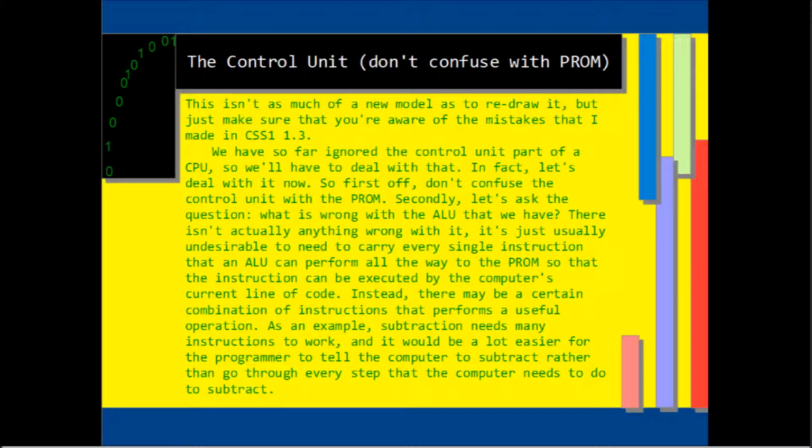Secondly, let's ask the question, what is wrong with the ALU that we have? There isn't really anything wrong with it. ALUs in general are perfectly fine. But it's kind of undesirable to carry every single instruction that an ALU can perform all the way to the PROM so that the instruction can be executed by the computer's current line of code. Instead, there might be a certain combination of instructions that performs a useful operation. For an example, subtraction needs many instructions in order to work, and it would be a lot easier for the programmers to tell the computer, hey, do some subtraction, rather than to go through every step that a computer needs to do to subtract.